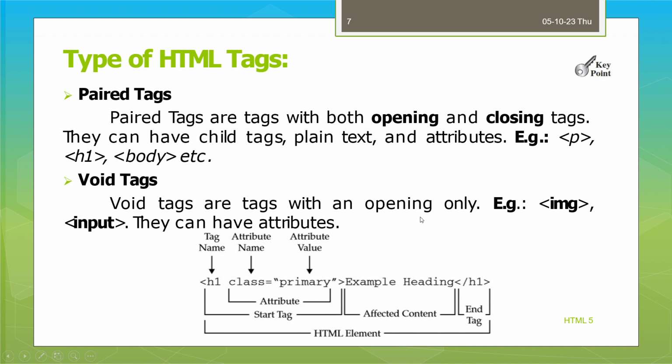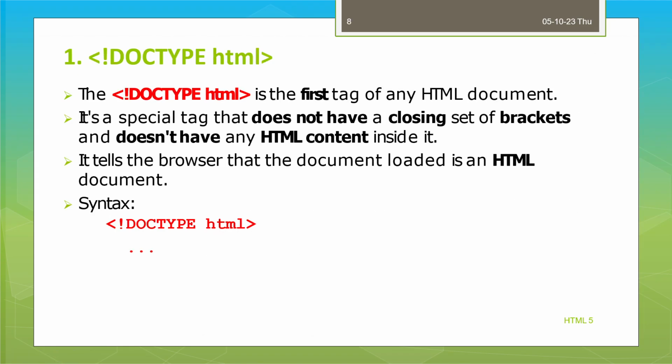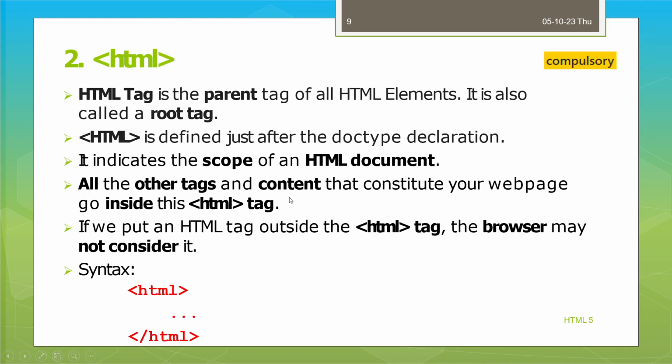There are a few tags which have only the open tag alone, which are called void tags. Examples of void tags are the image tag, img, input tag, and meta tag. These are the tags which have only the open tag but not the close tag, right? The first and foremost tag is the doctype HTML. The doctype HTML tag doesn't have a close tag, it has only the open tag. The doctype HTML tells the browser that the document is an HTML document.